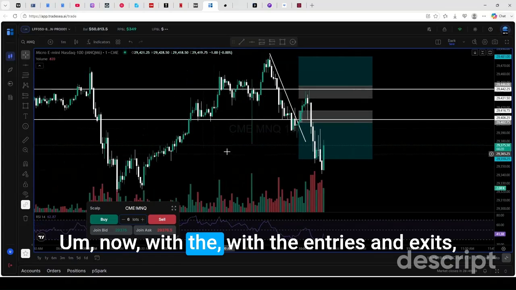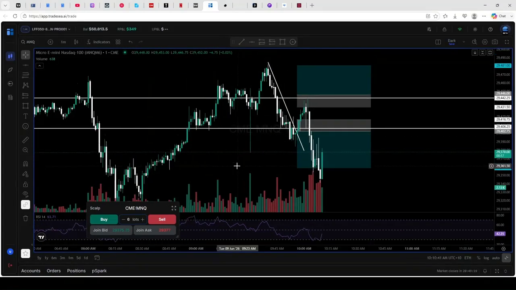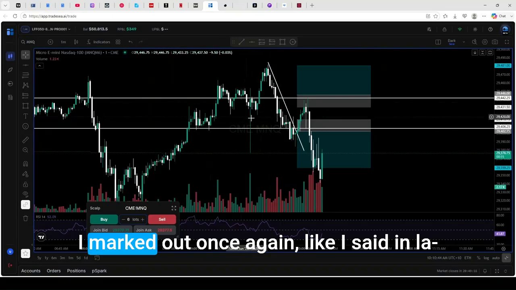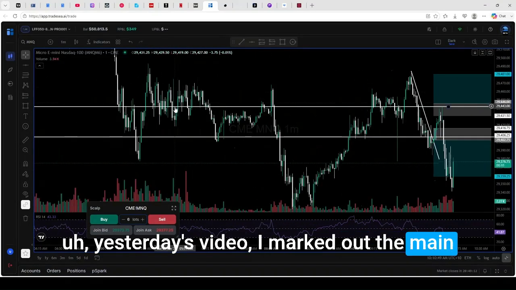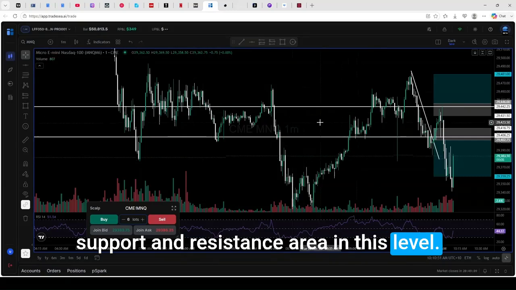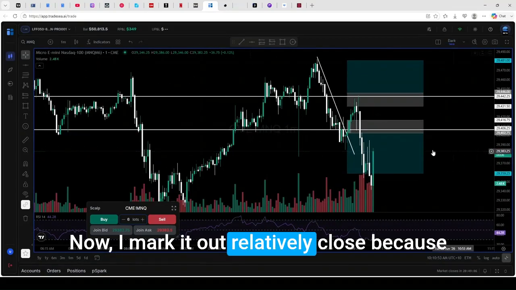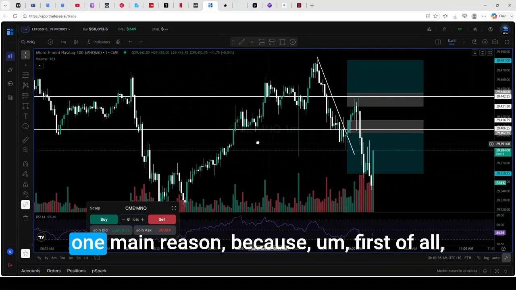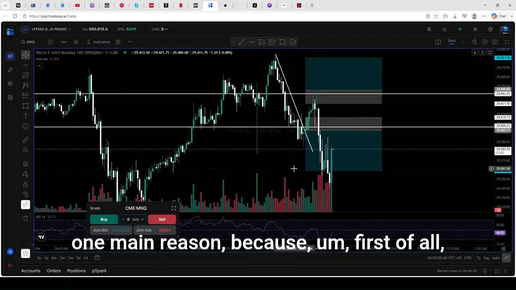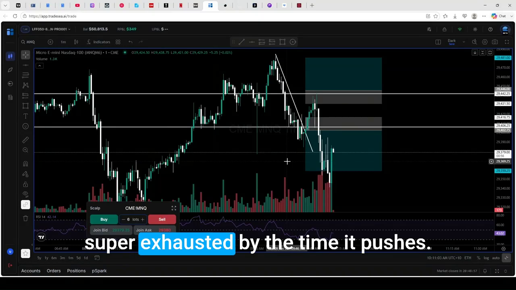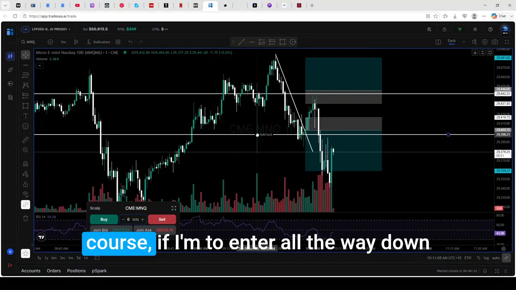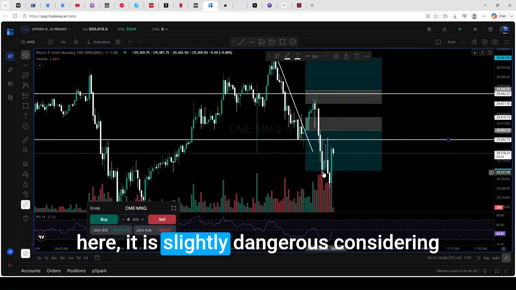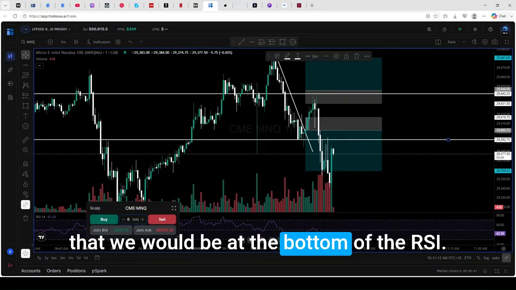Now, with the entries and exits, like I said in yesterday's video, I marked out the main support and resistance around this level. I mark it out relatively close because first of all, I don't really want the candle to be super exhausted by the time it pushes. If I'm to enter, because I entered in sells, of course, all the way down here, it is slightly dangerous considering that we would be at the bottom of the RSI.